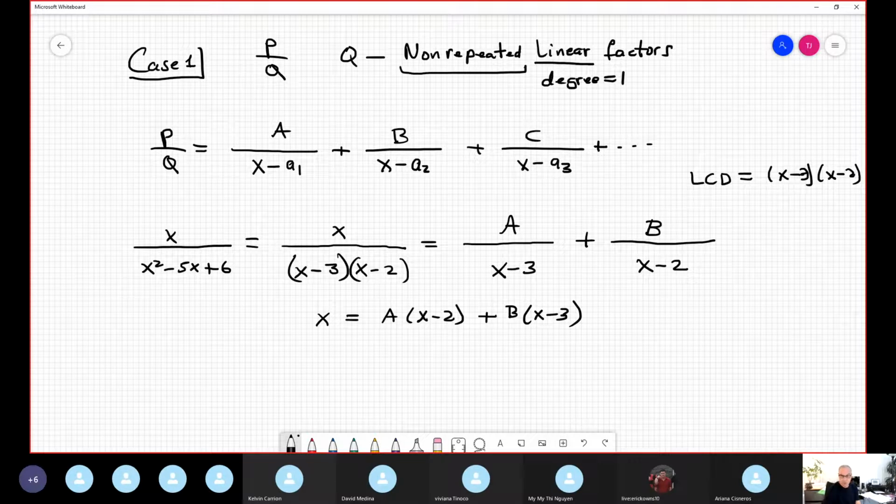Okay, now let's use the smart value. Suppose x equal 2. So 2 equals, the A part is gone, 2 minus 2 is 0. It's B times 2 minus 3. So 2 is equal to negative B, because 2 minus 3 is negative 1. So B is negative 2.